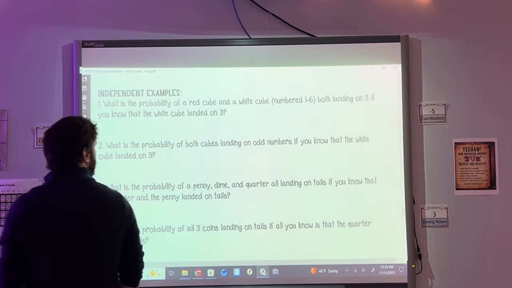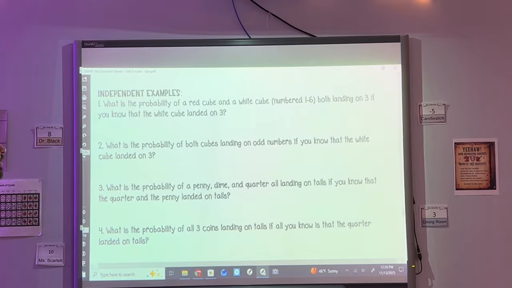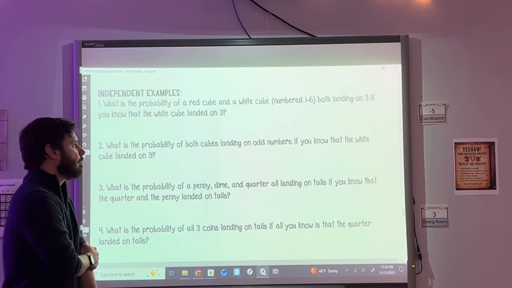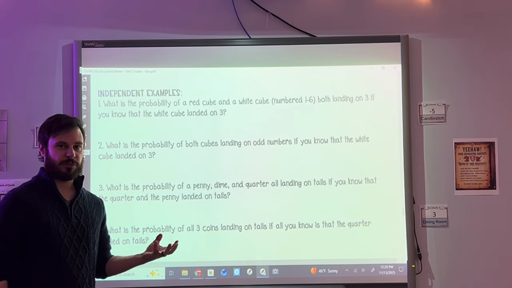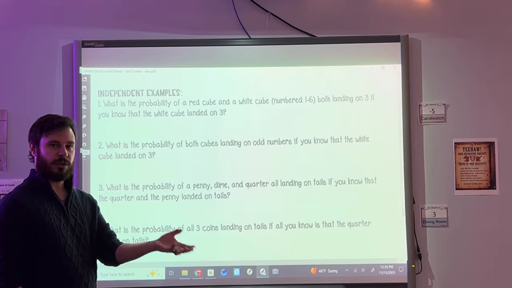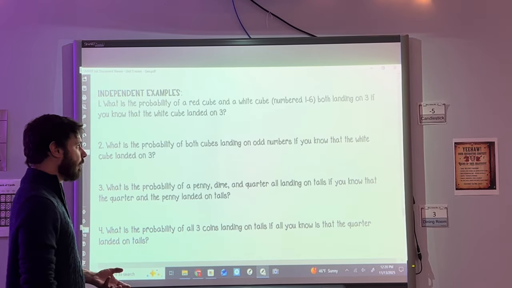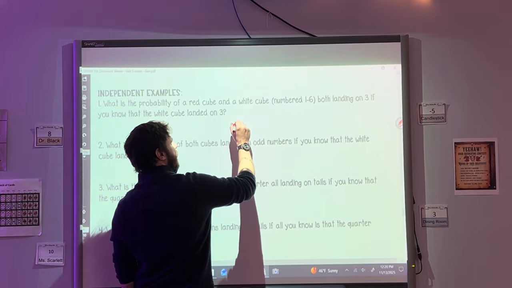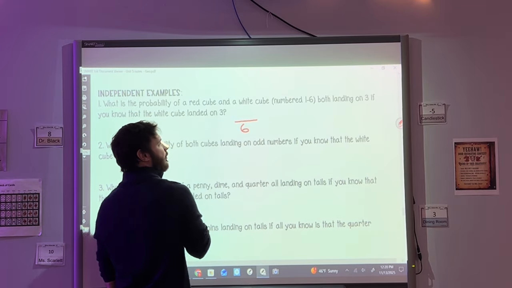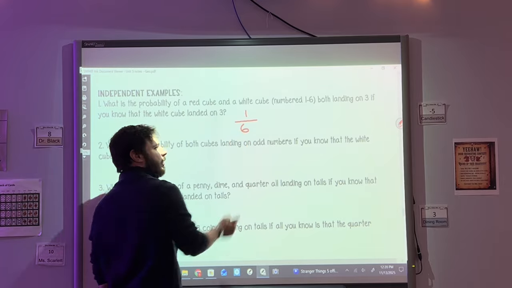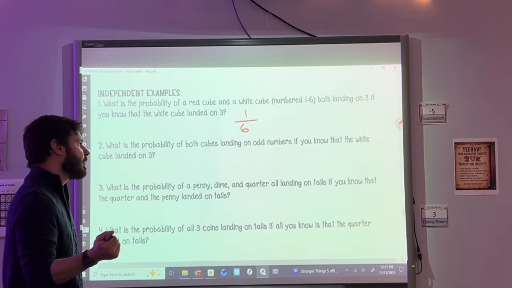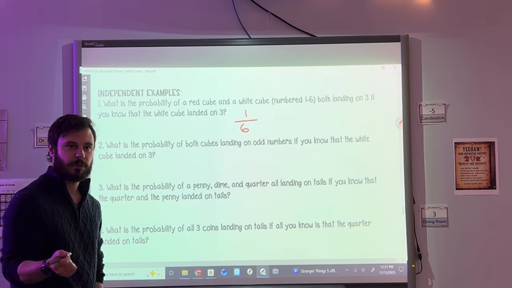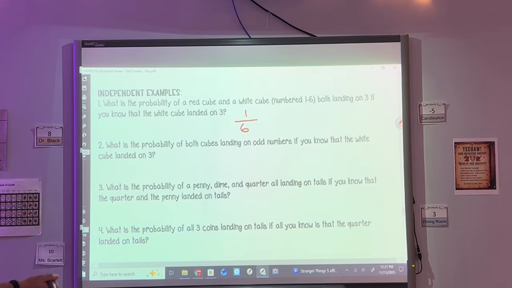What's the probability of a red cube and a white cube, both numbered 1 through 6, landing on 3, if you know that the white cube landed on 3? Well, if the white one is already 3, if I roll them and the white cube is 3, what's the probability that the other one is 3? The red cube don't care about the white cube. The red cube still has 6 sample spaces, totally possible, 1, 2, 3, 4, 5, 6, and only one of those outcomes was a 3. So 1 out of 6. Doesn't matter what the other cube is doing.